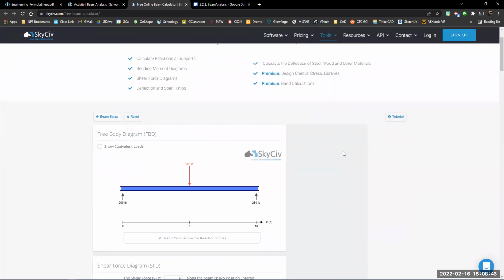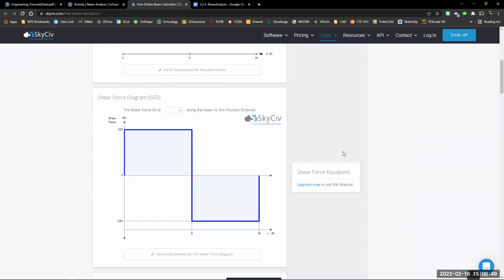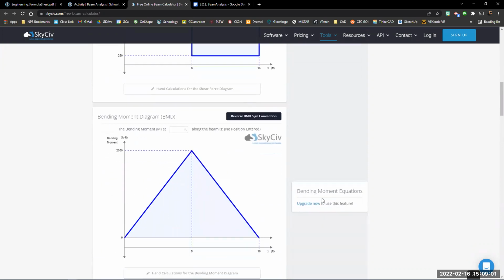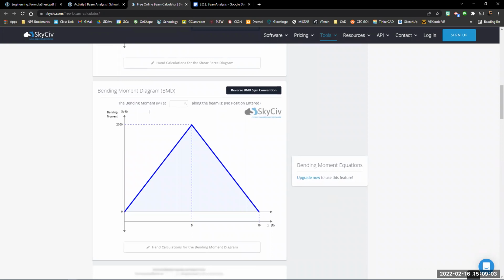Okay, so here it's solved out. I can see this is the exact graph that I had just drawn. Starts at 250, comes across, drops off those 500 pounds. So it's negative 250 until it gets to the end of the beam. And similarly, here's my moment diagram being shown. And the maximum bending moment was those 2,000 foot-pounds.